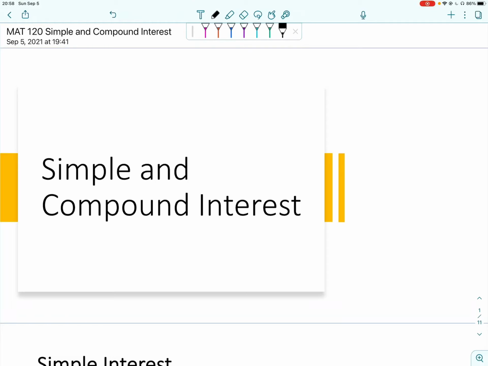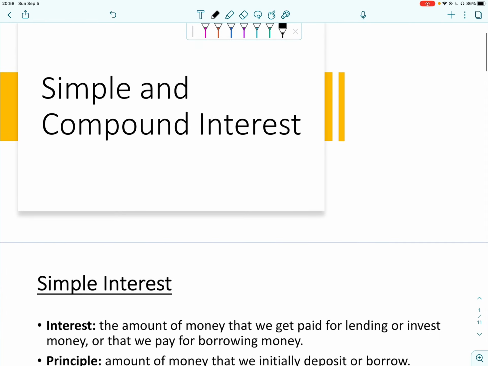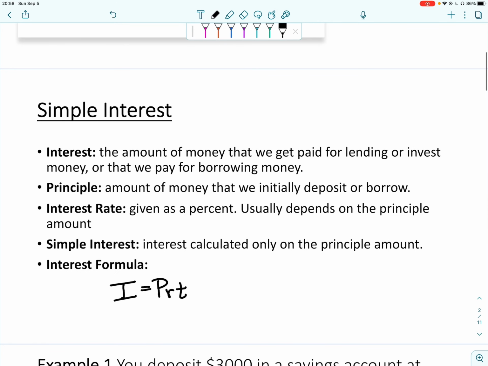All right, we're going to look at simple and compound interest. Moving into some financial stuff now. We're going to be spending quite a bit of time in here, like financial formulas. So, simple interest: some definitions that we're going to want to remember.